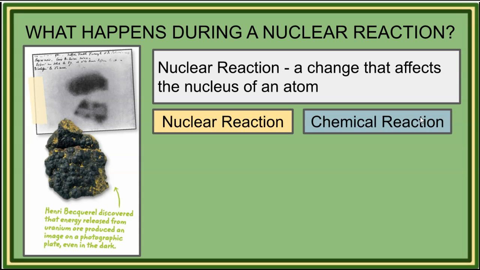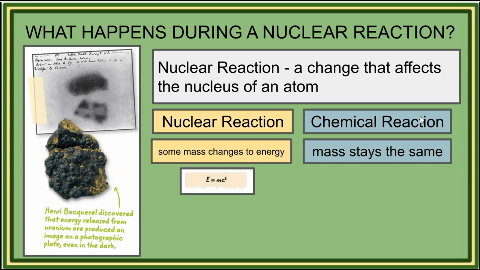Let's look at the differences between nuclear reaction and chemical reaction. In a nuclear reaction, some of the mass changes to energy. But in a chemical reaction, mass always stays the same. We learned about the law of conservation of mass, which says that mass always stays the same. Einstein was the one who came up with the equation that demonstrates how mass is converted to energy. E equals mc squared. E stands for energy, m stands for mass, and c is the speed of light. A little bit of mass changes into a lot of energy during a nuclear reaction.